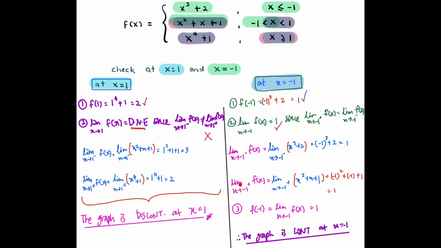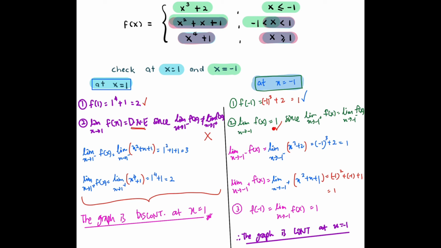And let's check the limit of x approaching -1 from the right. It should be the second function here. So let's rewrite this here. And let's substitute x is -1. So again, the answer is 1. So since the limit of x approaching -1 from the left is equal to the limit of x approaching -1 from the right, which is equal to 1, therefore we can conclude that the limit of f(x) as x approaches -1 is equal to 1. So we have fulfilled the second condition.